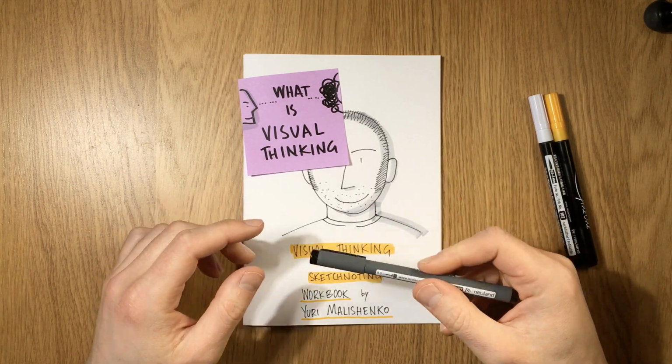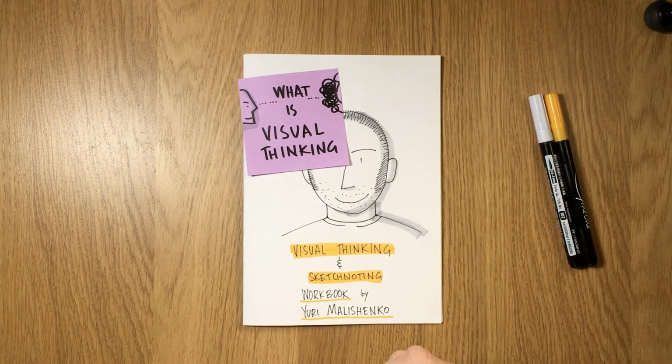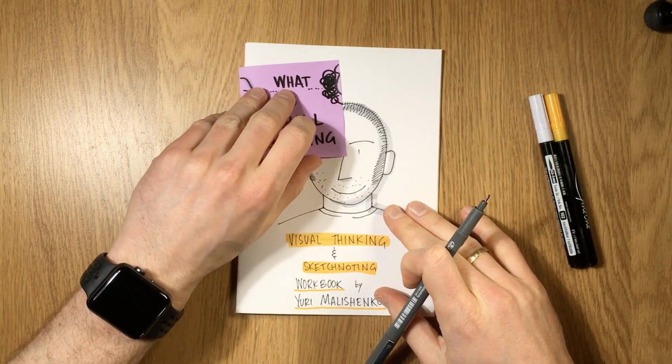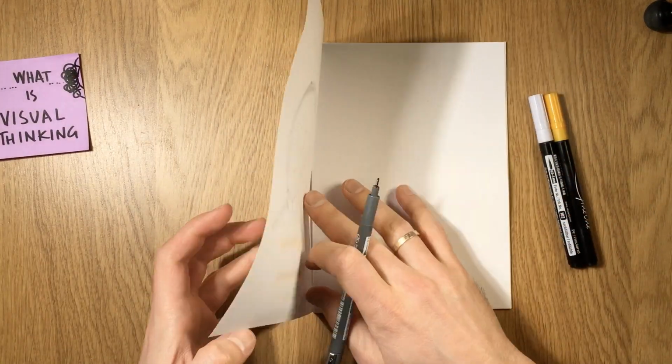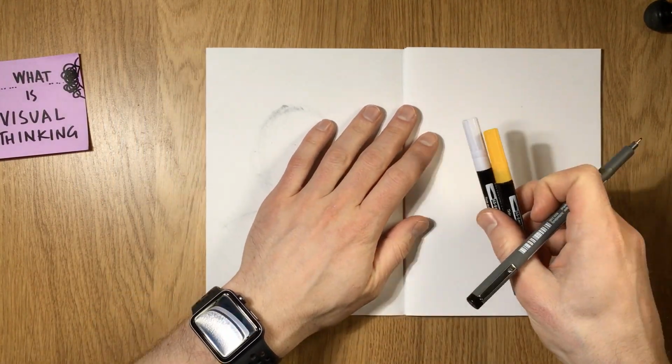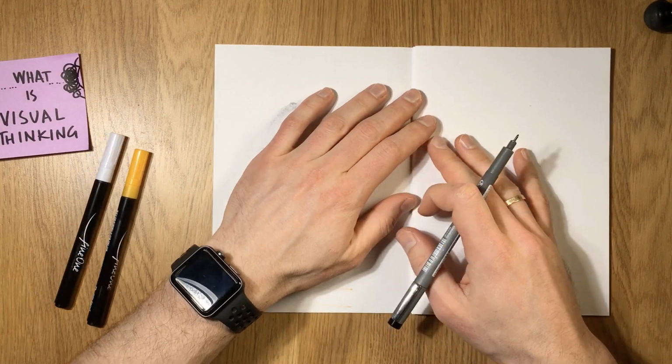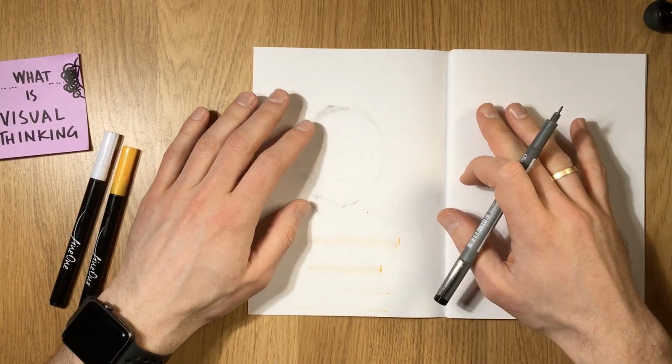In this video, we will talk about visual thinking, what is it, and why is that important. We will start by opening our workbook here on the first page, and you just follow me along.